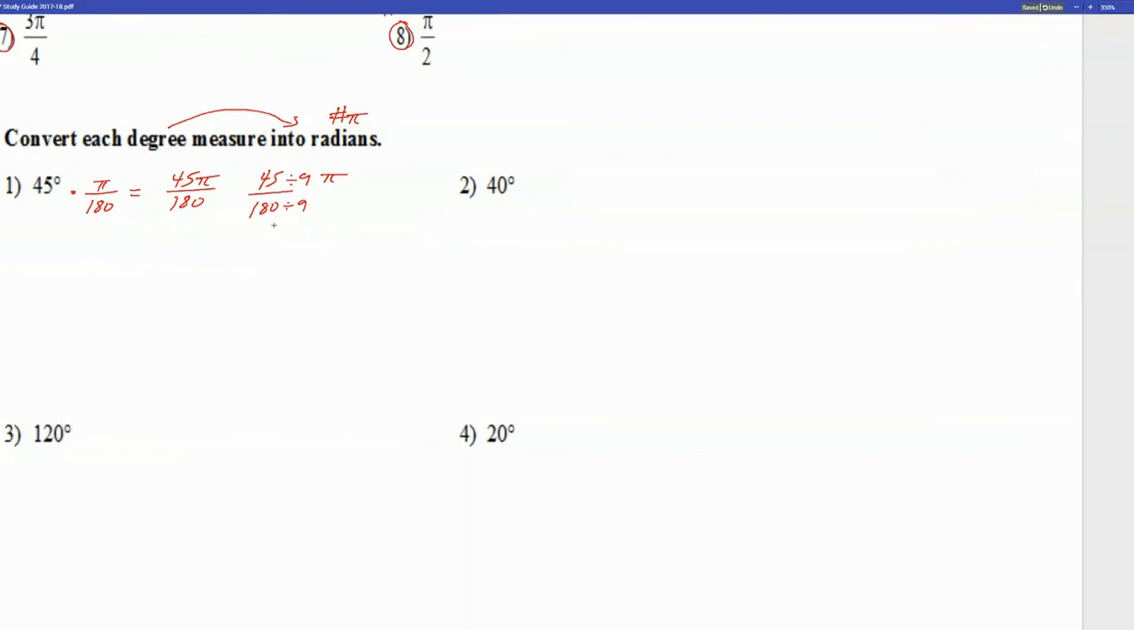So you could always double check 180 divided by 9. Oh yeah, that's 20. So when I do that, I'm going to get 45 divided by 9, which is 5. 180 divided by 9, that's 20. Don't forget the pi is still on for the ride. I notice I can reduce even more by 5 again. So 5 divided by 5, that's 1. Don't forget the pi is up there in the numerator. And then 20 divided by 5 is 4. So know how you can reduce your fractions. Don't be afraid of fractions.